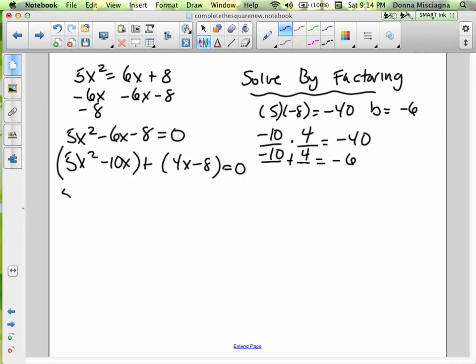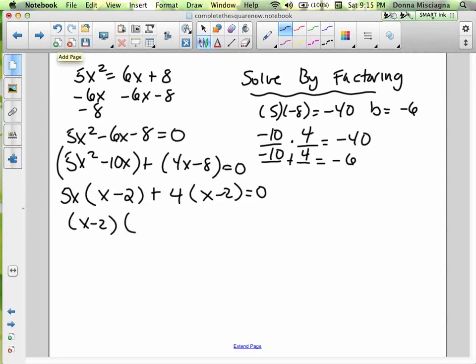Greatest common factor is 5x. If we divide by 5x, we have x minus 2. Greatest common factor is 4. If we divide by 4, we have x minus 2. We can factor out that repeating x minus 2, and we'd be left with 5x plus 4, the things x minus 2 was multiplied by. And now we'll set that equal to 0 and solve. x minus 2 equals 0, and 5x plus 4 equals 0.